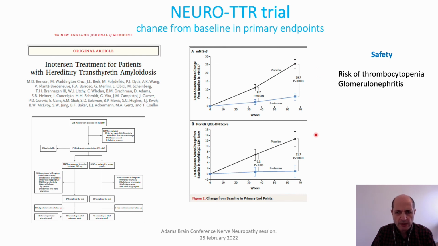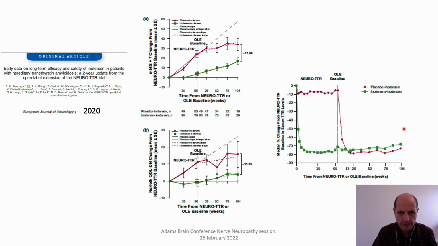As you can see, inotersen led to dramatically slowed progression of neuropathic score and quality of life, with some safety signals, risk for thrombocytopenia and glomerulonephritis. The 2 years open-label extension of the NEURO-TTR trial confirmed the impact of inotersen on disease progression with slowing progression, and a major TTR knockdown after introducing inotersen in the placebo group of the NEURO-TTR trial.